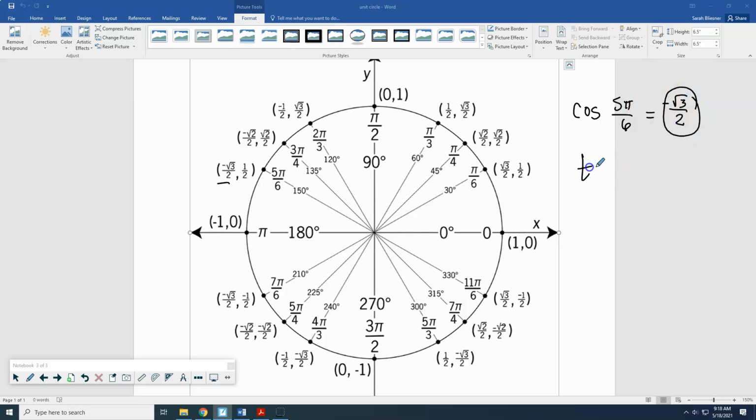Okay, let's do the tangent of pi over 3. So pi over 3 is here. The tangent is going to be the sine, or the y value, divided by the cosine, or the x value. So square root of 3 over 2 divided by 1/2. Again, you're just going to invert and multiply. And look at that, I chose another one that came out to the square root of 3 because the 2's cancel.